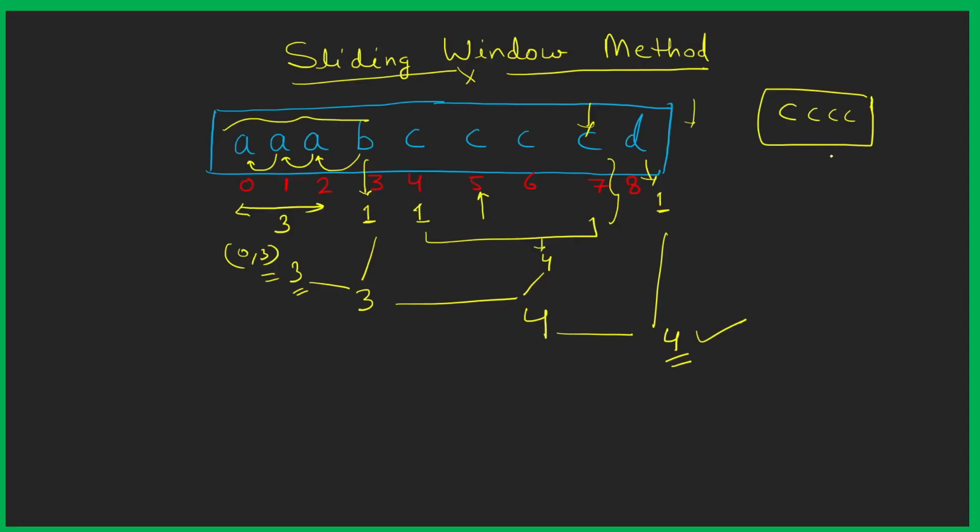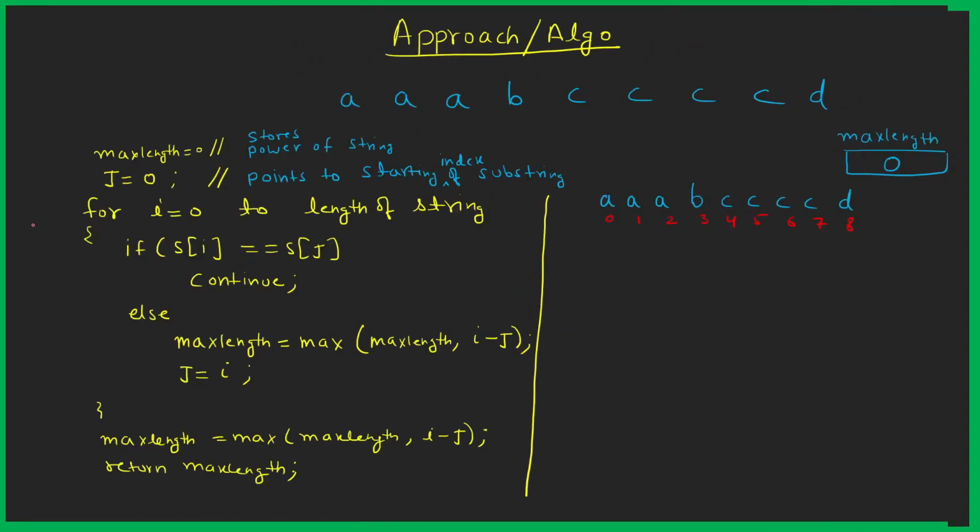So let's see the formal algo for this problem statement. We have to run a loop from I equal to 0 to the length of the string. That means for this case, we will start from 0 to 8. Now, in each iteration, what do we have to see? We have to see the consecutiveness of the characters.